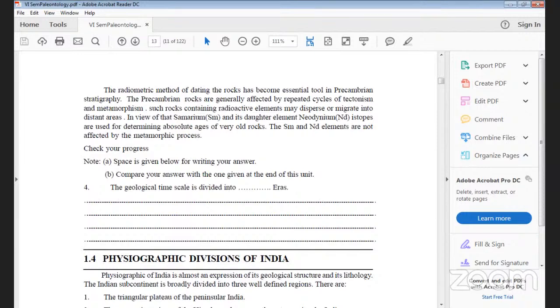So samarium and its daughter element, neodymium isotopes, are used for determining the absolute ages of very old rocks. The samarium and neodymium elements are not affected by any metamorphic process, so these isotopes are very important for studying the absolute age of older rocks.